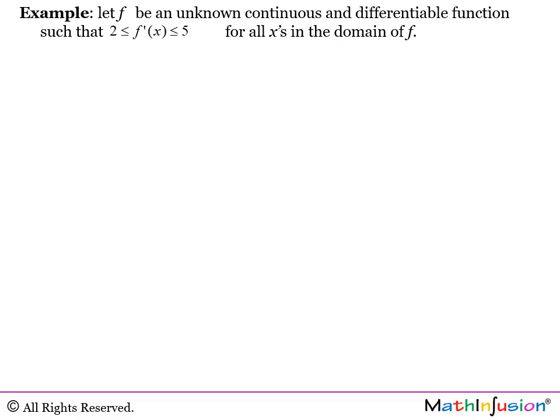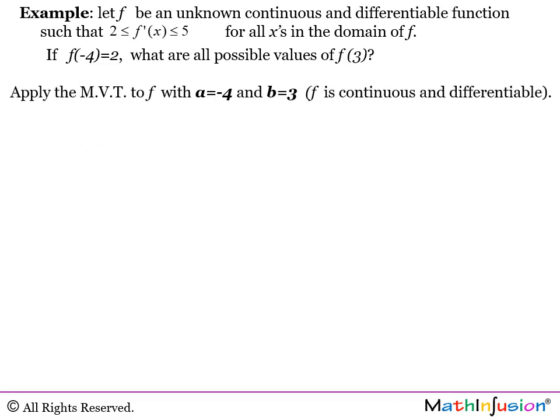Example. Let f be a continuous and differentiable function such that f prime of x is greater than or equal to 2 and less than or equal to 5. If f of negative 4 equals 2, what are all possible values of f of 3? This is a typical mean value theorem problem. We are going to apply it, and we have to find the interval a and b, but since it is given that f of negative 4 equals something and we are looking for f of 3, we are going to take a to be negative 4 and b equals 3.